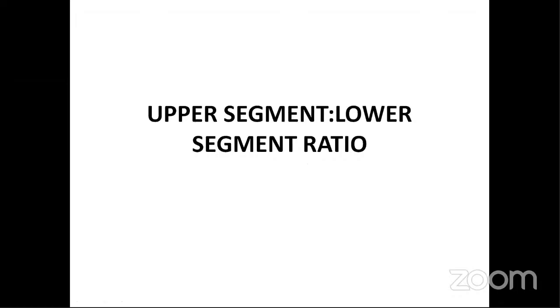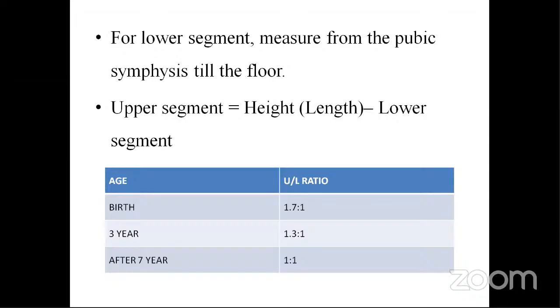Next is the upper segment, lower segment ratio. How do you calculate it? The lower segment measurement is taken from the pubic symphysis to the floor. Then the upper segment is calculated by subtracting the lower segment from the whole height. This is how you get the upper segment, lower segment ratio.